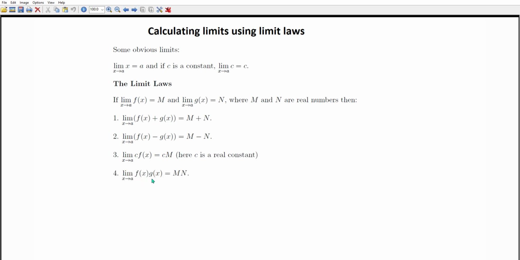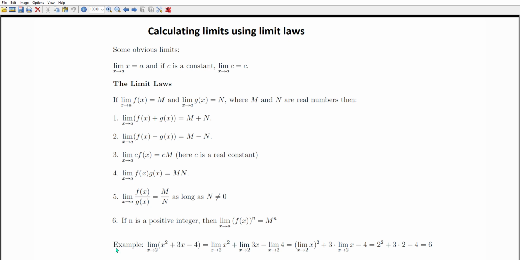You take the limit of the product. It's the product of the limits. And if you take the limit of a quotient, it's the quotient of the limits as long as the bottom limit is not 0. And if n is a positive integer, you take a function and raise it to a power. What happens to the limit is raised to that same power.